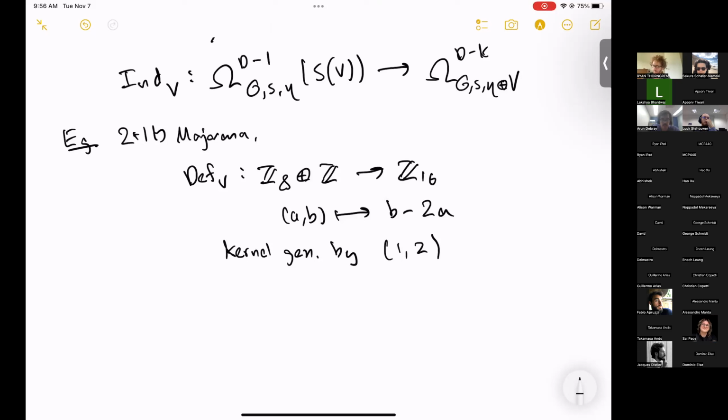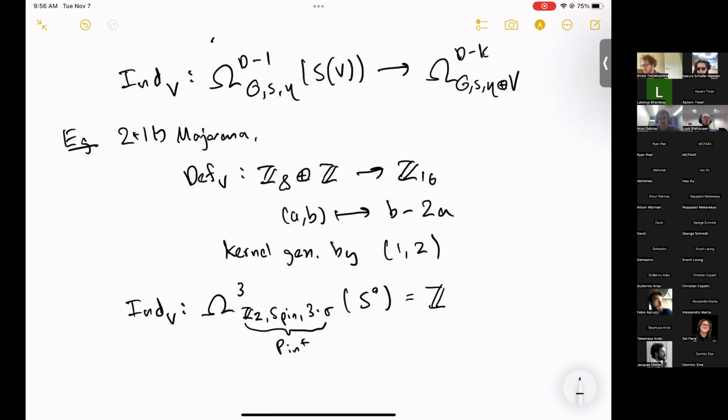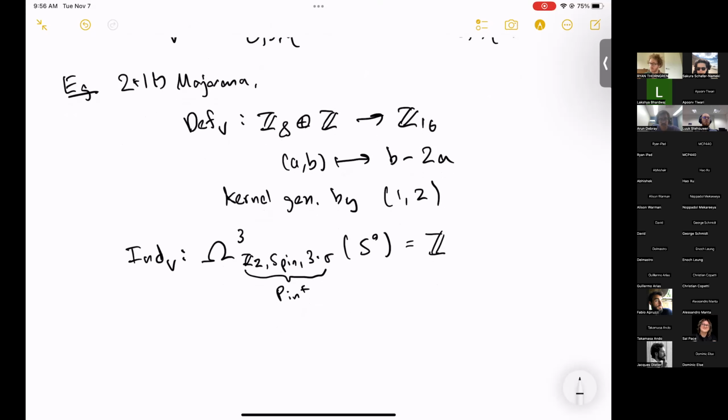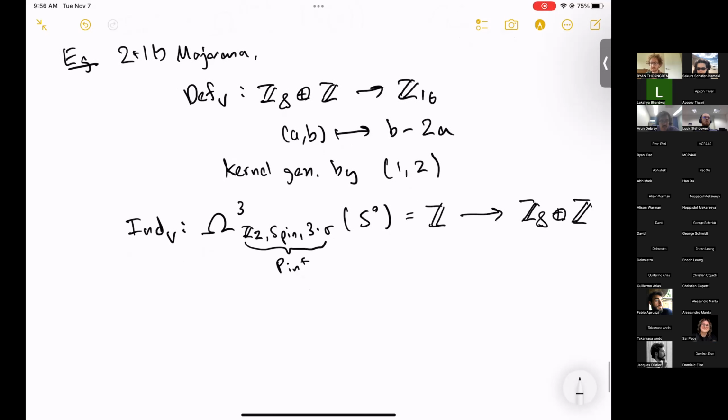And now the index map goes from, b minus 1 is 3 here. So we have Z2 spin. These are time reversing Z2s. So it's sort of Pin plus and all this data, but now equivariant for S^0. And it turns out that this is a Z. And so we want to compute the map into Z8 plus Z and show that it gives us this kernel.